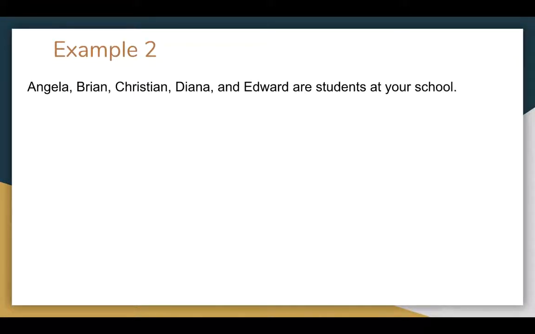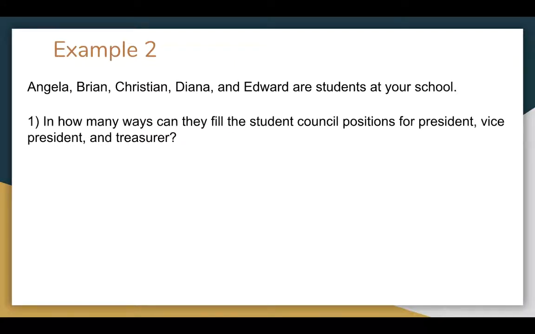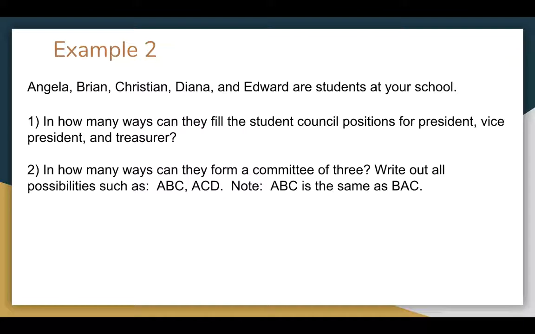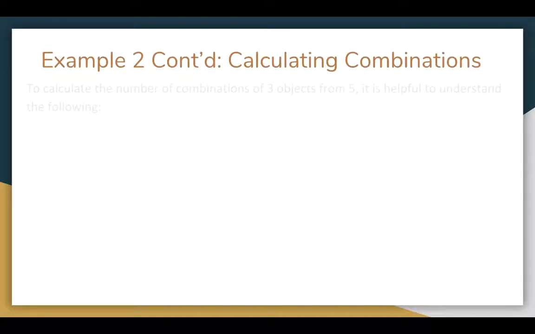If you had these people, and you can see the letters of their names, in how many ways can you fill the positions of president, vice president, and treasurer? How many ways can you form a committee of 3? I encourage you to pause it and write them all out. We know how many ways to do the first one. It's 5 times 4 times 3, so that's 60 different ways. To form a committee of 3, where ABC is the same as BAC, if you write them all out, being systematic and getting the unique groups, you'll see there are 10 ways.